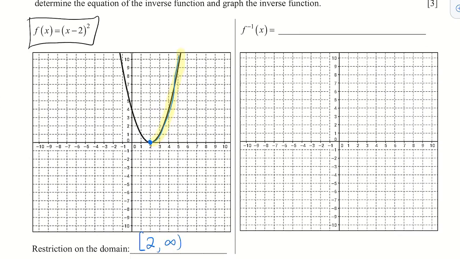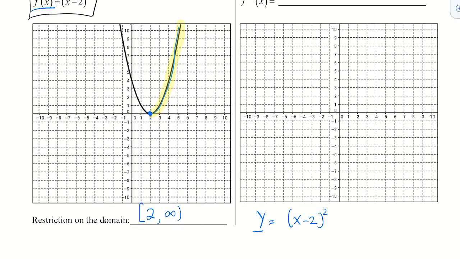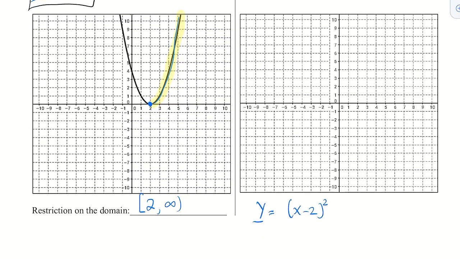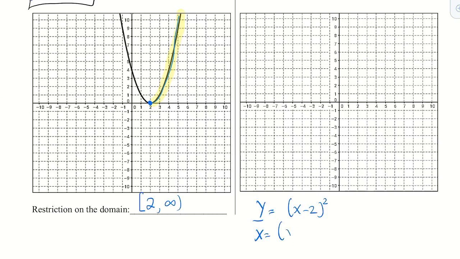Okay, so I'm going to write down my equation. y is equal to (x minus 2) to the second power. Now, I'm also writing this f of x as the value for y. So when I find the inverse, I switch the x and the y values. So I'm going to write x equals (y minus 2) to the second. Then I'm going to solve for my y variable.